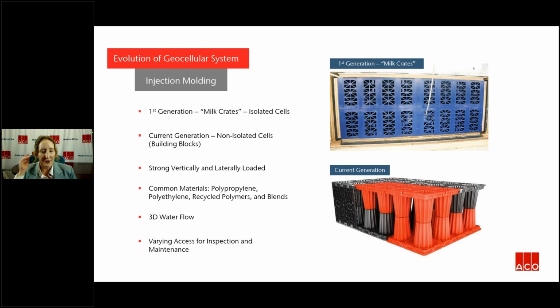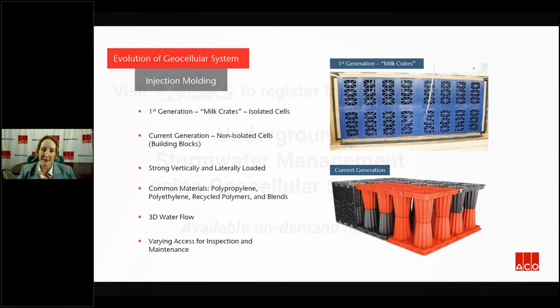The cells are highlighted red to show kind of the interlocking nature of those cells, as well as an open cell structure, so removing isolation from these systems. Because we're using injection molding, we can play with geometry to really introduce more strength both vertically and laterally. And we're also seeing a lot more diversity in the materials used. So we're still using a polypropylene, but we're introducing polyethylenes, recycled polymers, and blends of others. We're maintaining that benefit of three-dimensional water flow throughout your tank, but because our geometry is varying quite a bit, we're seeing a variance for access and inspection and maintenance.